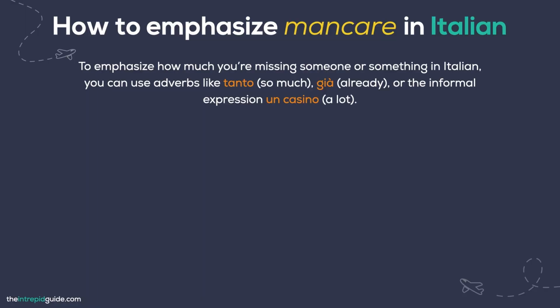Okay, let's take a look at how to emphasize mancare in Italian. Now, to emphasize how much you're missing someone or something in Italian, you can use adverbs like tanto, so much, già, already, or the informal expression un casino, a lot. Here are some examples.